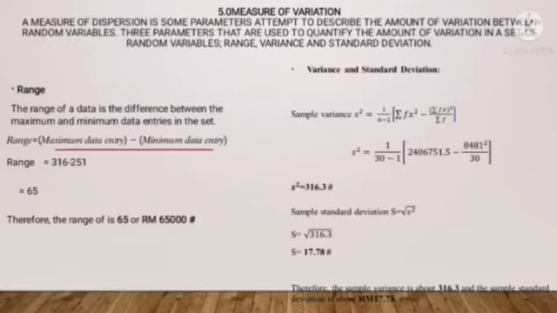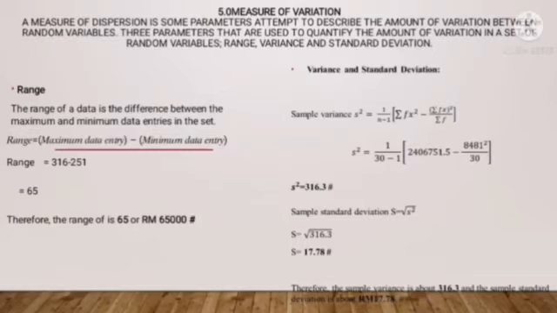So I will continue to 5.0, measure of variation. Measure of variation, or measure of dispersion, is a set of parameters that attempt to describe the amount of variation between random variables. Three parameters that are used to quantify the amount of variation are range, variance and standard deviation.